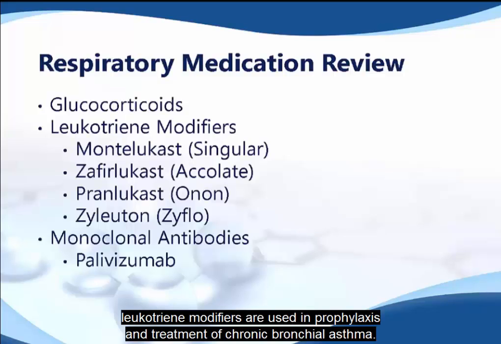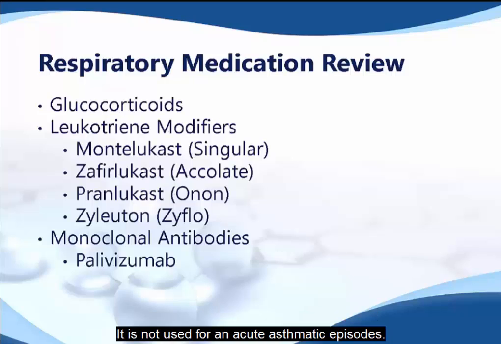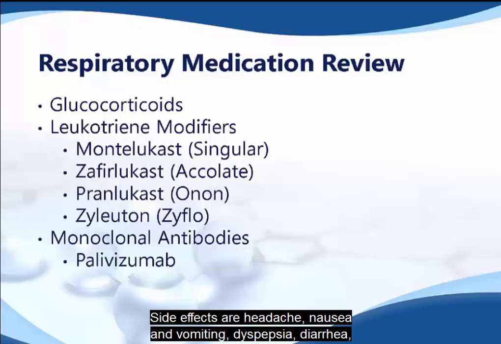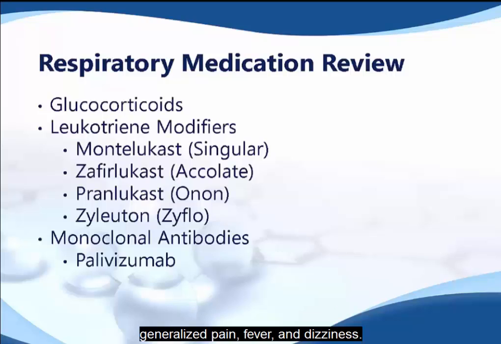Leukotriene modifiers are used in prophylaxis and treatment of chronic bronchial asthma. It is not used for acute asthmatic episodes. Side effects are headache, nausea and vomiting, dyspepsia, diarrhea, generalized pain, fever, and dizziness.